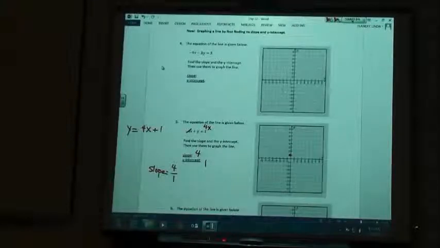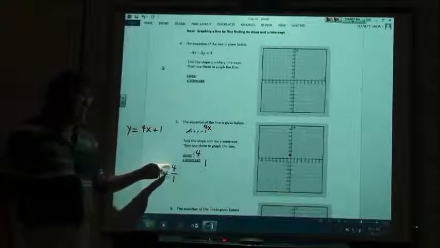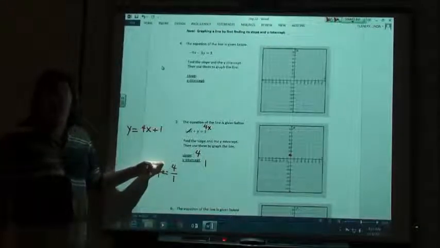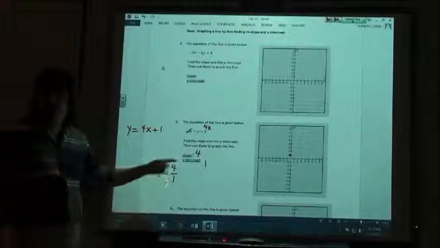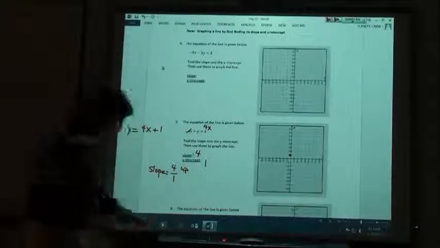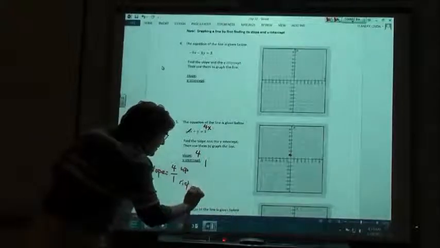And then what should you do? Go down 1 and over 4. What does the top number 4 tell me to do? It's positive 4, so 4 up, and 1 over, 1 to the right. Since that's positive, I'm going to go up and to the right.